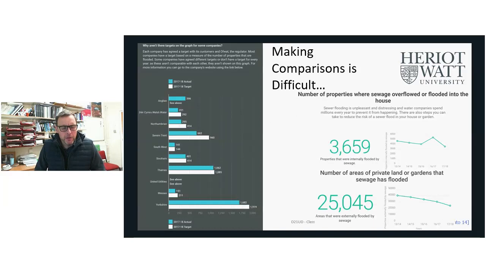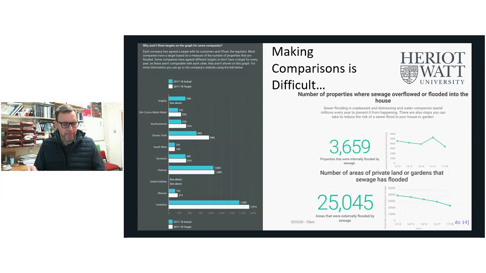Now, on the left here, I've got, for a range of companies, some of the parameters mapped up for flooding. I don't want to get into detail of what this data shows, but the point I want to make is that when you're presented with a graph like this, your temptation is to compare these and perhaps draw the conclusion that Yorkshire Water is the worst in terms of flooding. But it can be quite difficult to make those comparisons because different water companies are faced with different challenges.